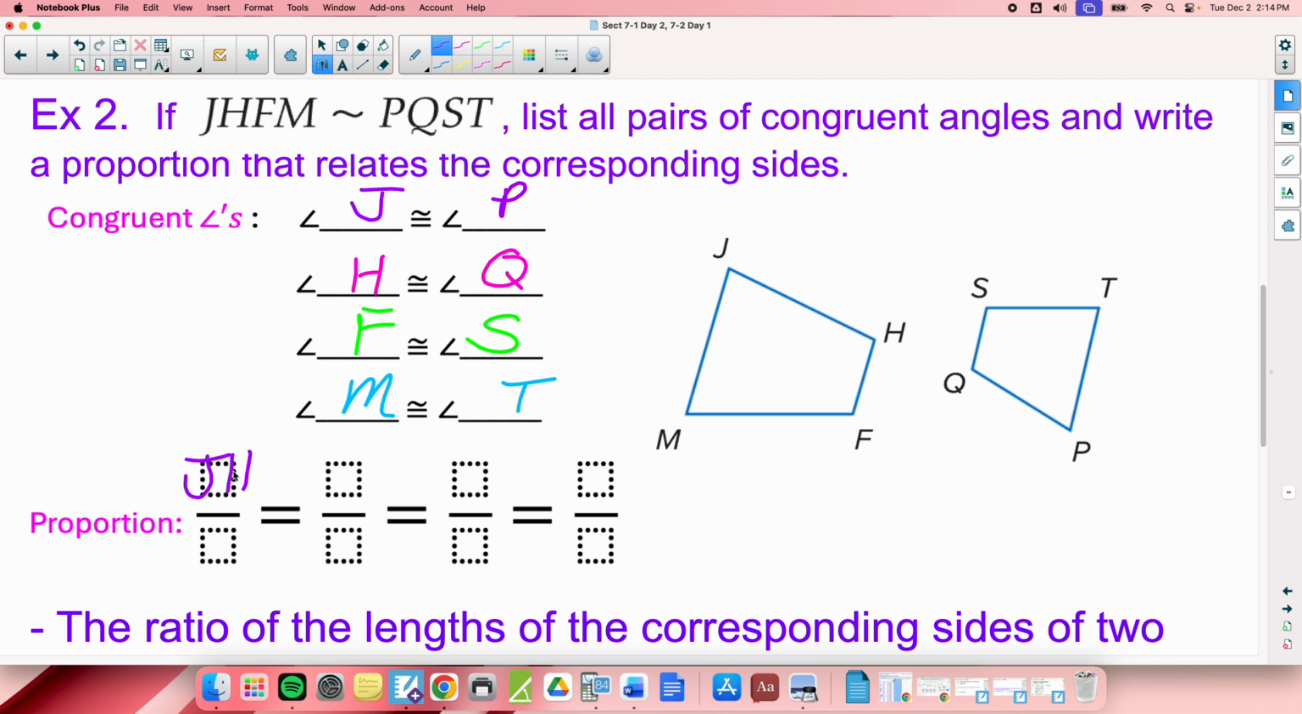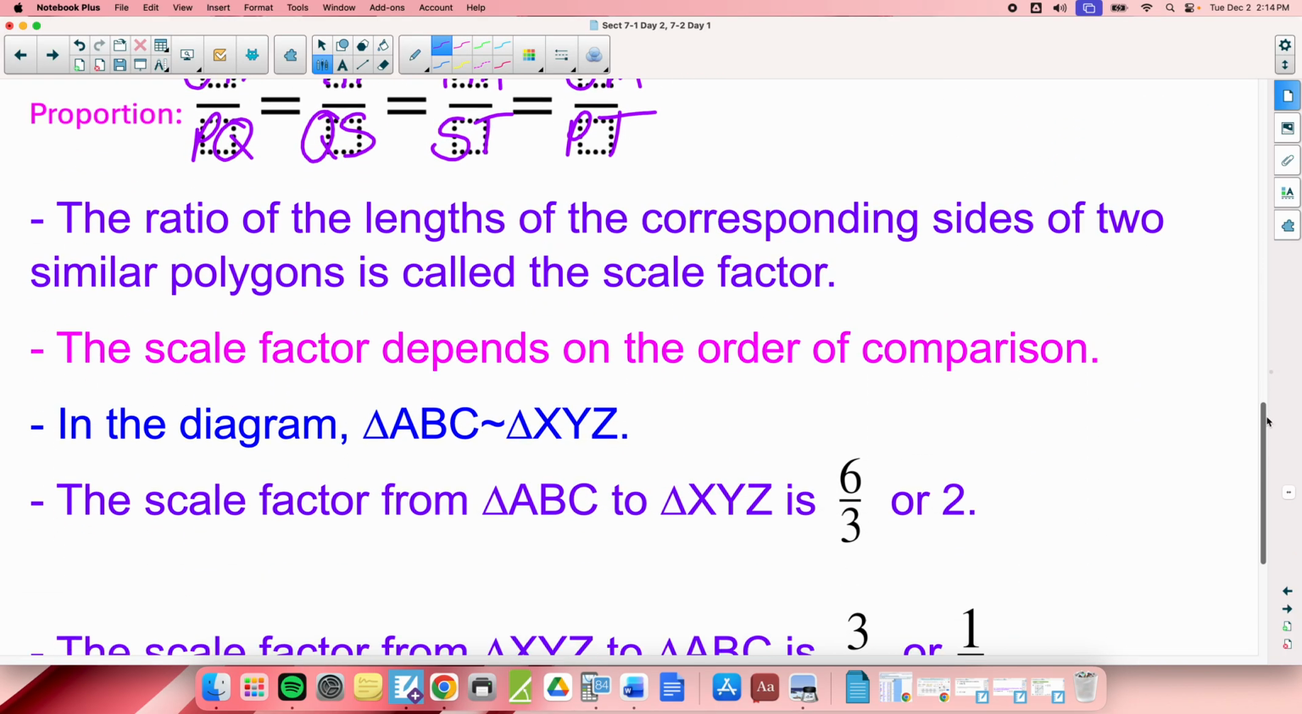JH would go over what? Very good. And then wouldn't you do HF? And what would that go over? QS. Very good. Then you would do the last 2, FM over, very good. And then we would do the first and last, and that would be JM over PT. Perfect. Is that okay? All right.